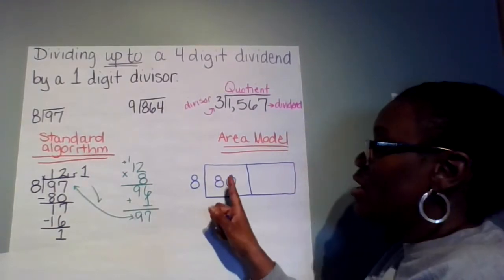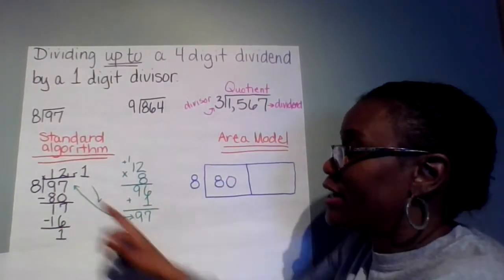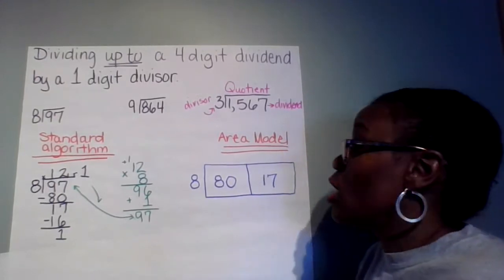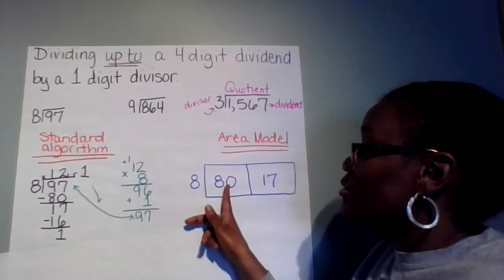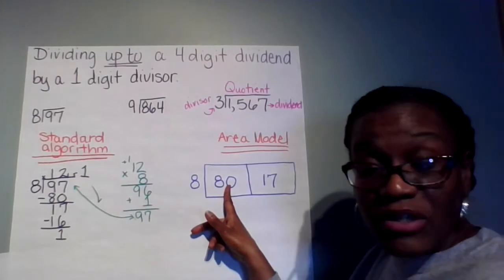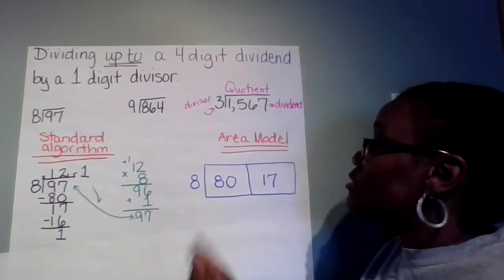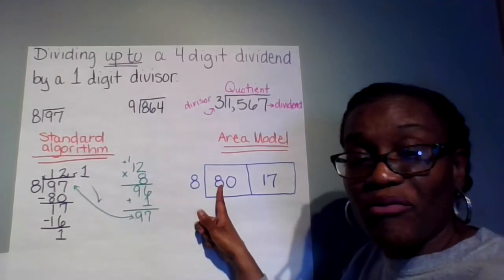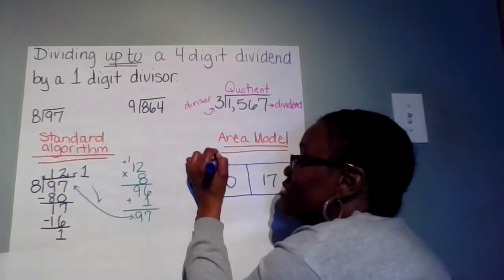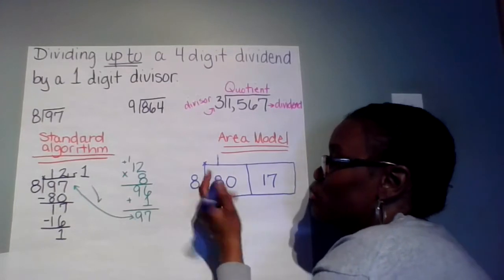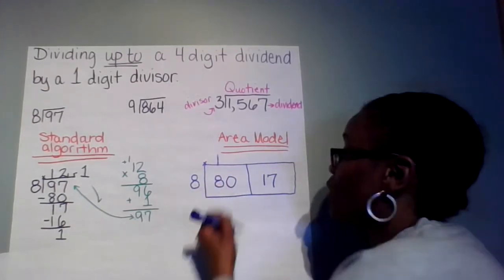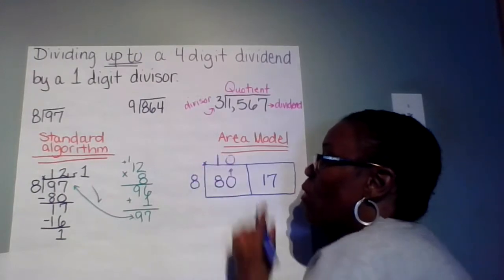And then when I subtract 80 from 97, I'm left with 17. So I can divide 8 evenly into 80. So scholars, how many times can 8 go into 8 without going over? One time. Very good, scholars. 8 times 1 is 8. And how many zeros do I have? 1 0. So I'm going to move that 0 up.